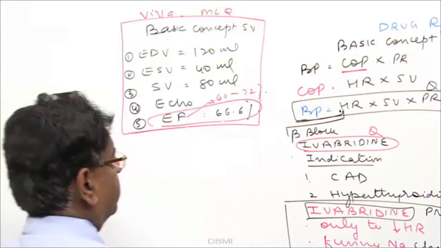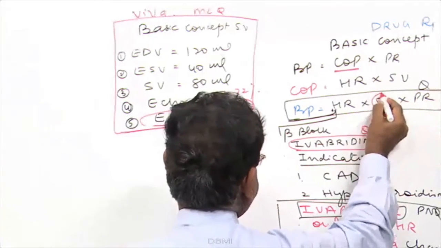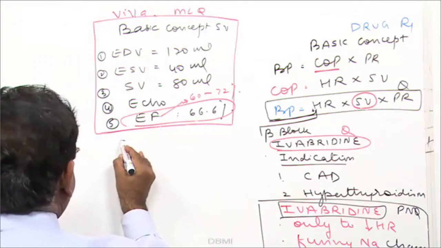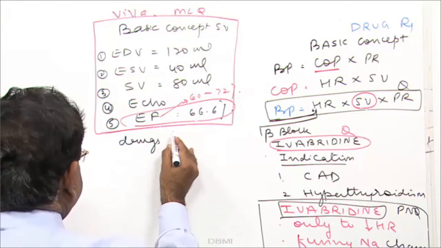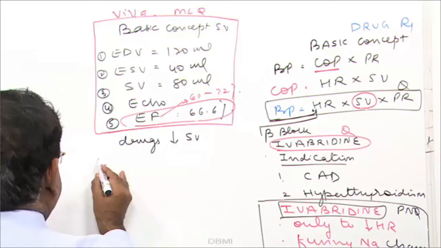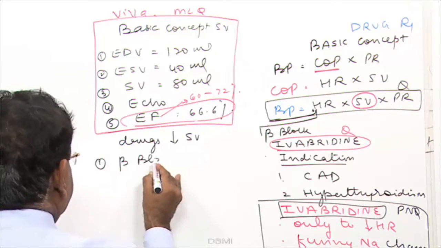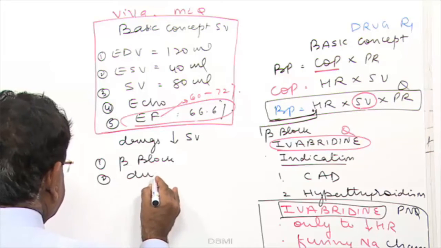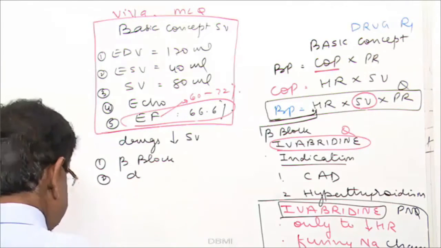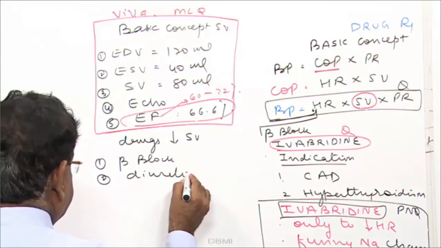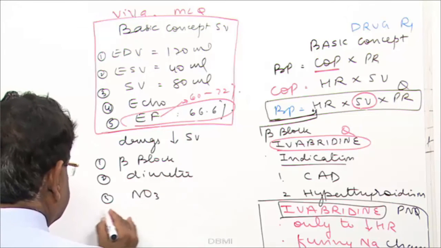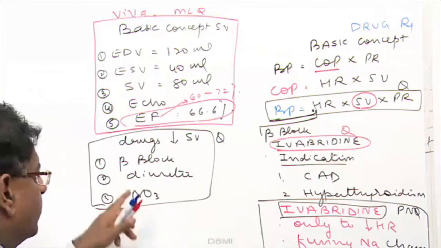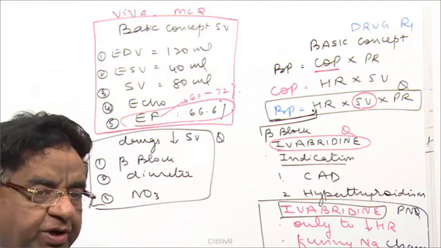So now we talk about drugs, pharmacology. Drugs which reduce the stroke volume, basic pharmacology. Number one, again beta blocker. Second is diuretic. And third is nitrate. This is very important MCQ and viva question also. Drugs which reduce stroke volume are beta blocker, diuretic and nitrate. So now we'll talk one by one.